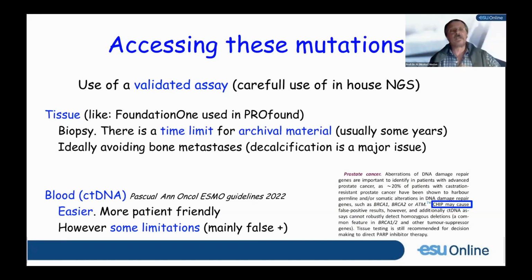And the major risk is to have false positives through something named CHIP. CHIP meaning clonal hematopoiesis of indeterminate potential. So if the blood test is positive, the older the patient, the higher the risk that it's a false positive. And this is so far one of the major issues with liquid biopsy compared to tissue biopsy, but it's validated.